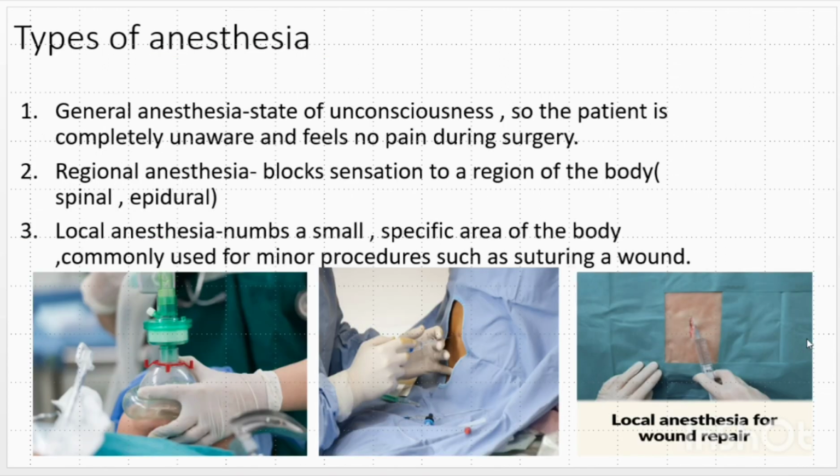Next, the types of anesthesia. We have majorly three classifications: general anesthesia, regional anesthesia, and local anesthesia. In general anesthesia, the whole body will be unconscious, and the patient will be unaware of anything. The patient can't remember anything. We will place a tube to manage respiration, because the patient can't breathe spontaneously. We have to put him under mechanical ventilation.